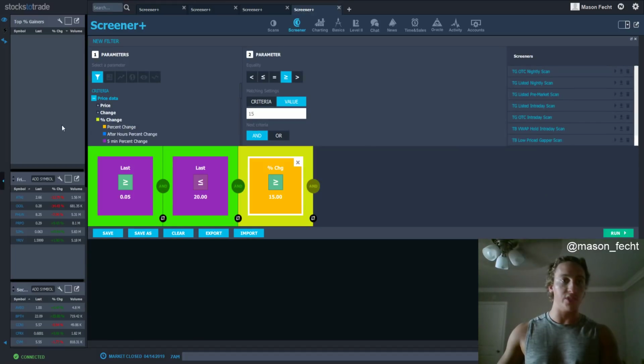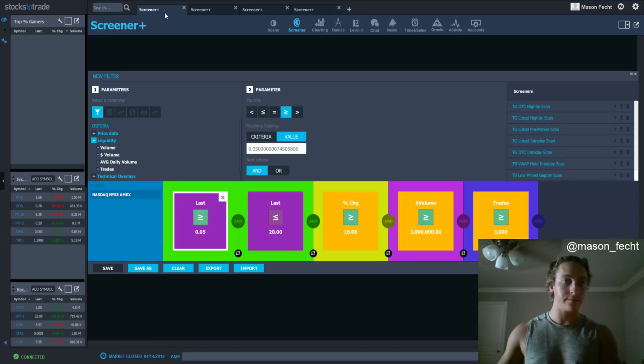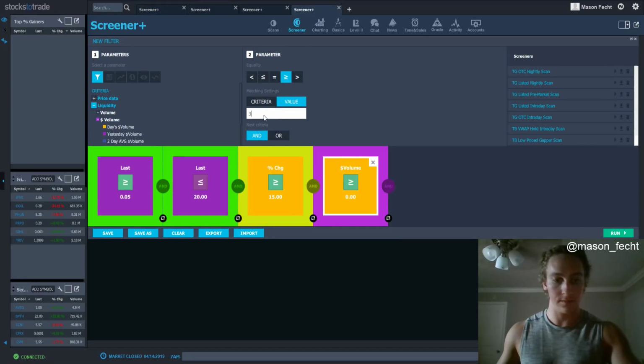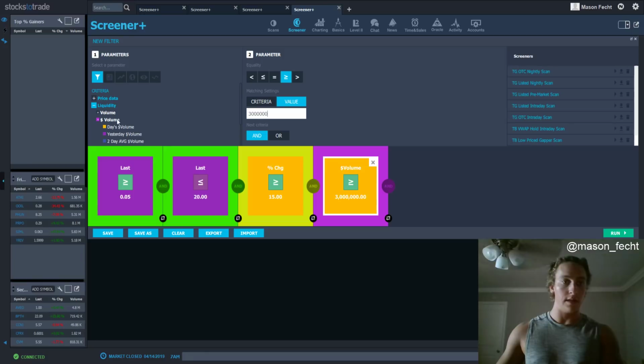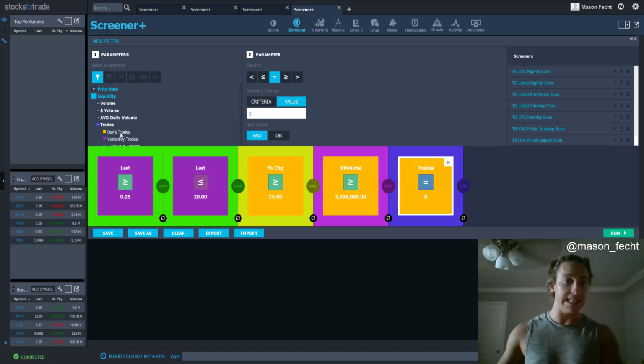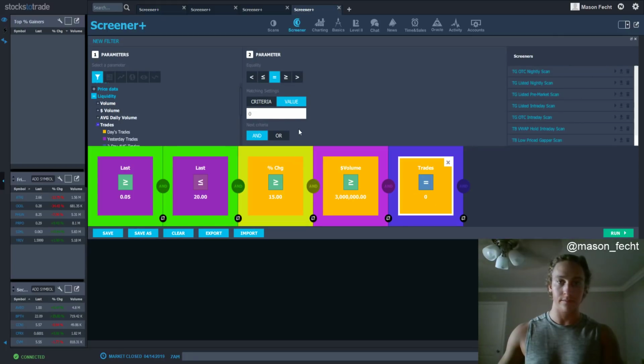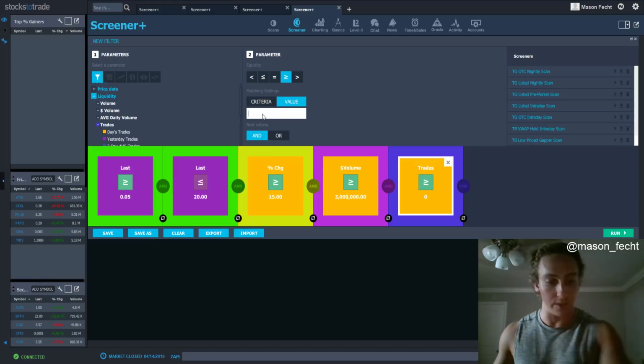Now we move to the liquidity tab. And we're going to do dollar volume, days dollar volume. And we have it set for greater than or equal to 3 million. And lastly, we're going to go to liquidity again, and we're going to do trades, days trades, and we have it set to over 3,000. So greater than or equal to 3,000.